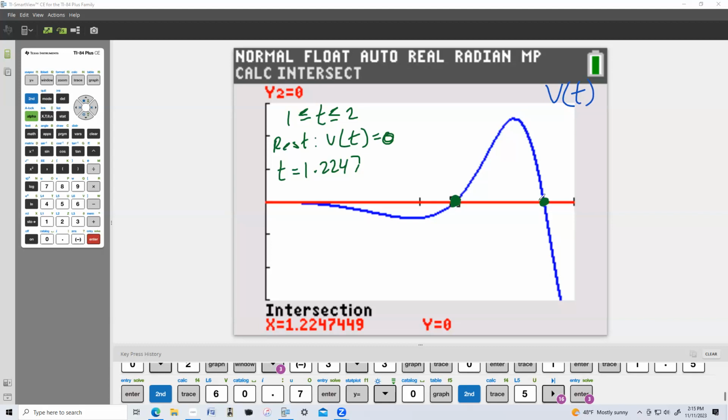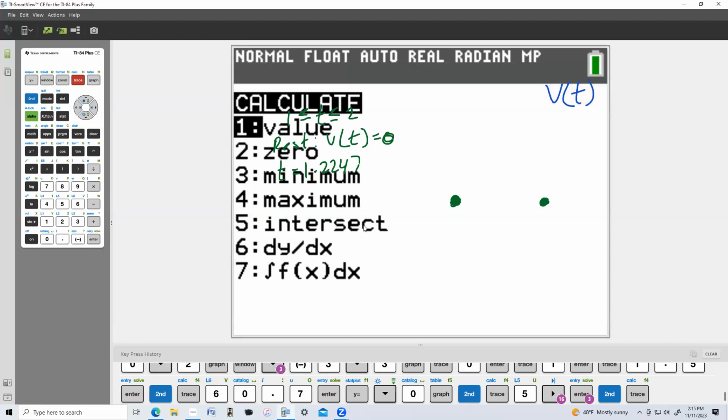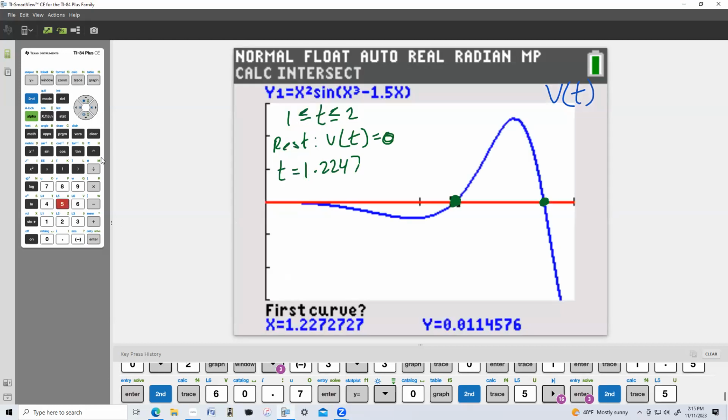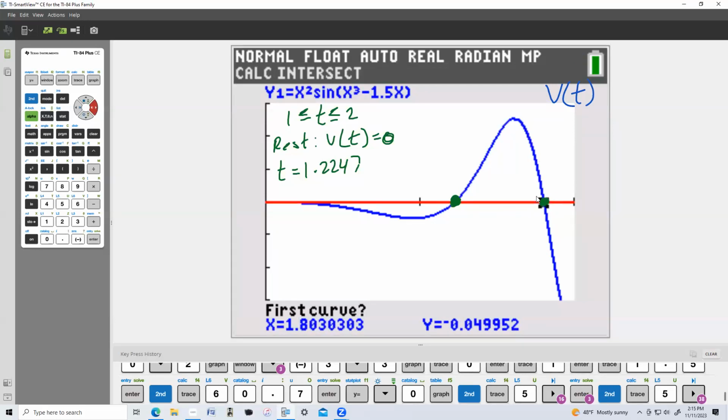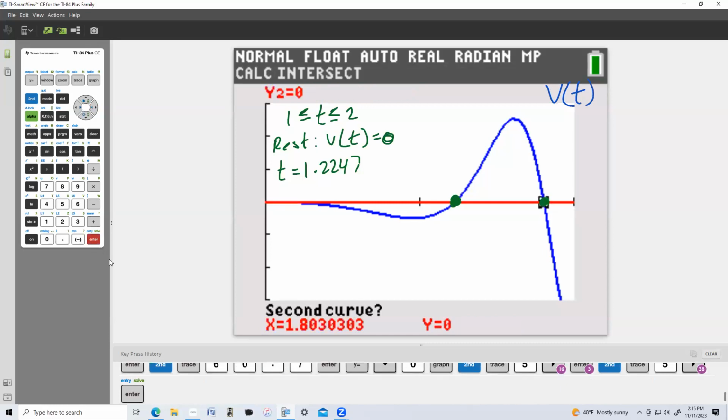So to do it, we just have to repeat the process. You go into the calculate menu, second, trace, intersect, which is 5. Move your blinker using the right cursor to the time further down yonder. Okay, right about there. That's plenty close enough. Hit enter. It automatically moves the blinker to the second curve for you. Enter and guess. Simply hit enter. And there it is. That's your second time when the velocity or the y value is 0.